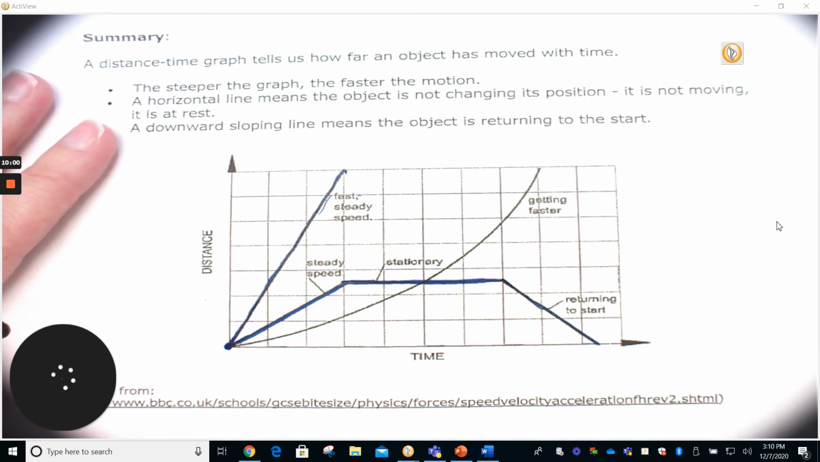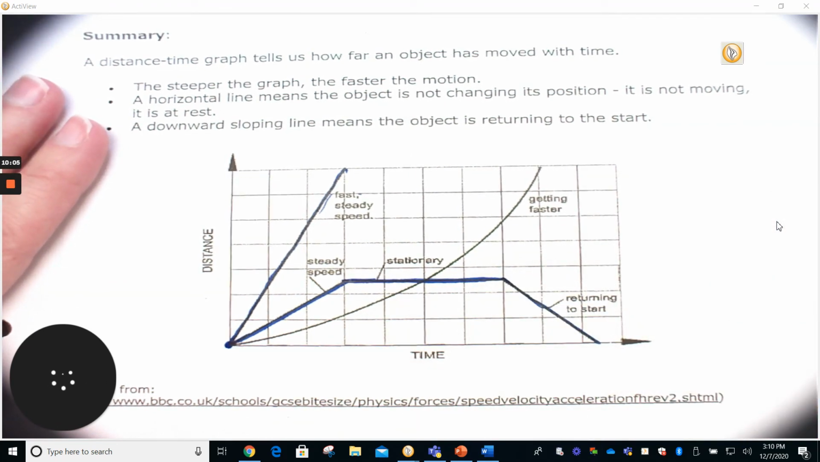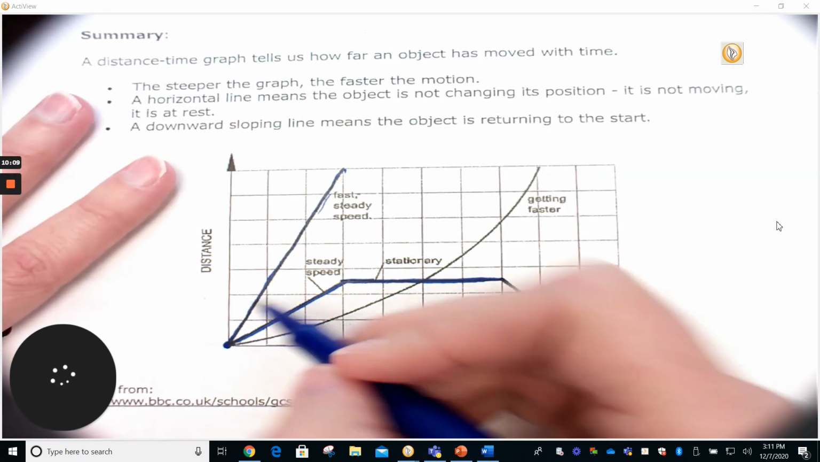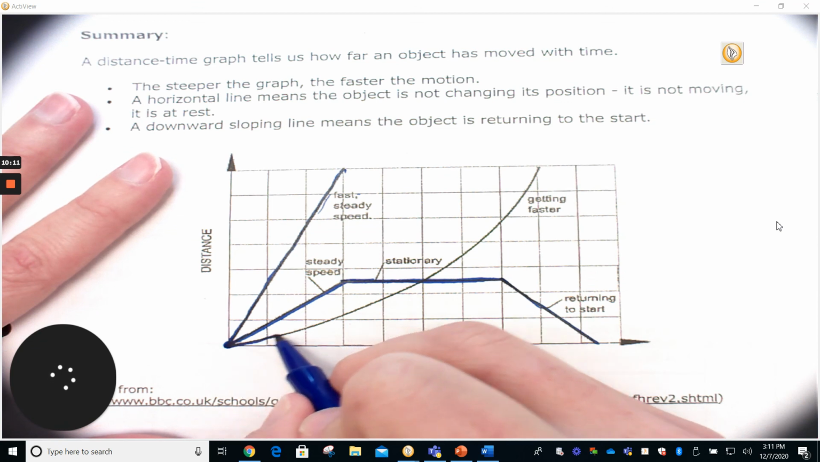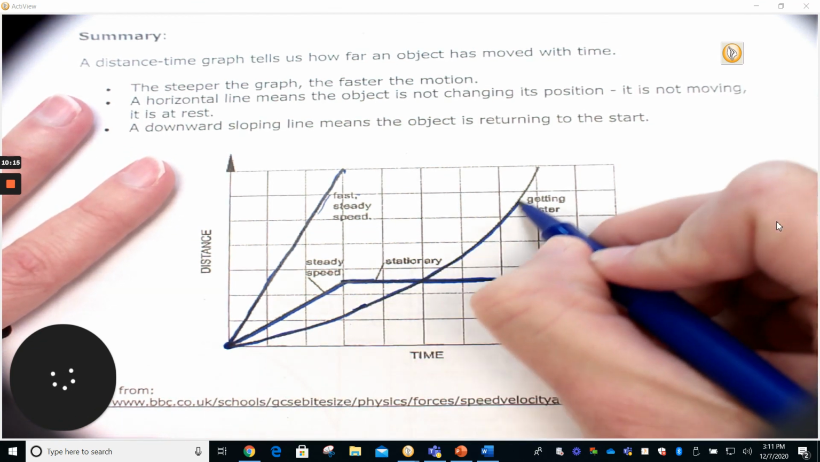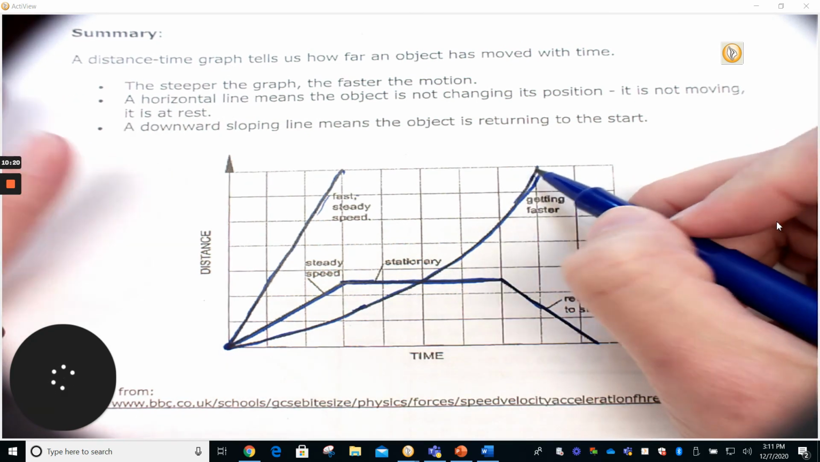Kind of makes sense? So whenever you see them going down like that, know that that means we're going back home. We're going back to where we started from, okay? And then this line right here is that line that shows acceleration, okay? So this line right here says that we're getting faster.